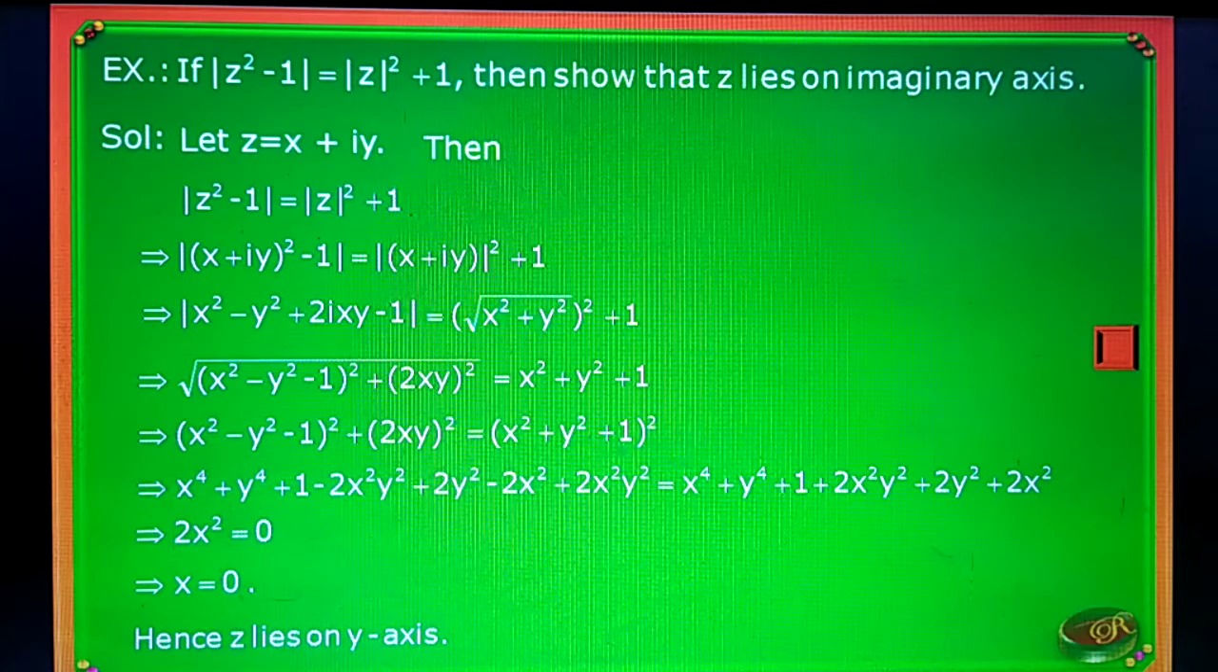You may be knowing that equation of y axis is x is equal to 0 and equation of x axis is y is equal to 0. And also x axis is called real axis and y axis is called imaginary axis.